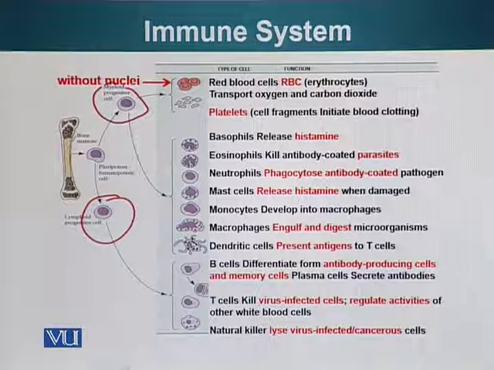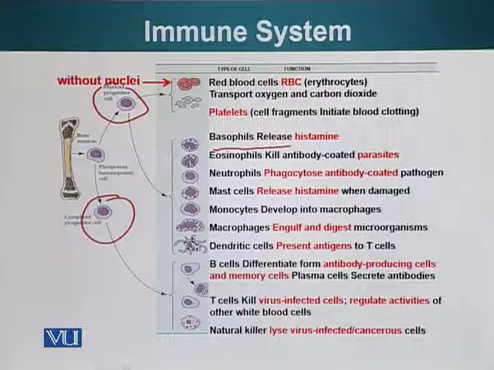Myeloid progenitor cell gives rise to two groups of cells. One group does not have any nucleus and they compose of basically RBCs, or the red blood cells, which give our blood the red color because they have iron in it. We know that iron is required to carry oxygen to different parts of the body. Platelet cells, these are actually fragments of a cell. They initiate blood clotting.